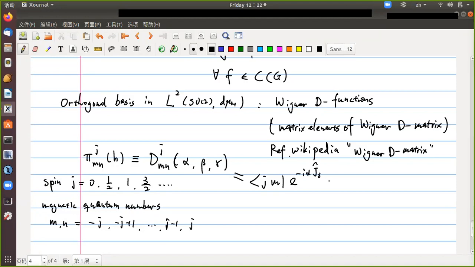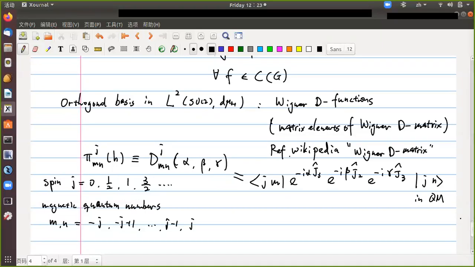J3 e to the minus i beta J2 minus i gamma J3. So this is in quantum mechanics.